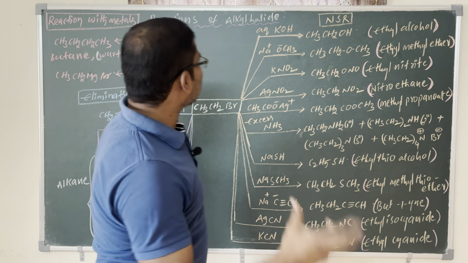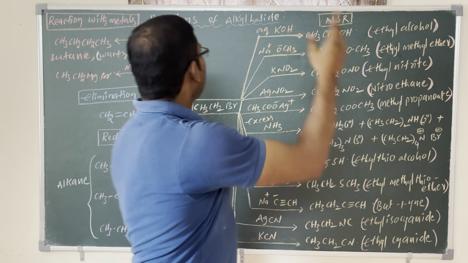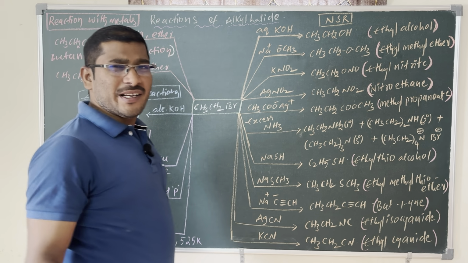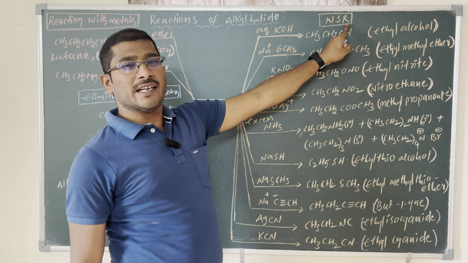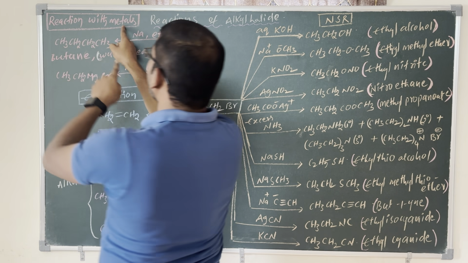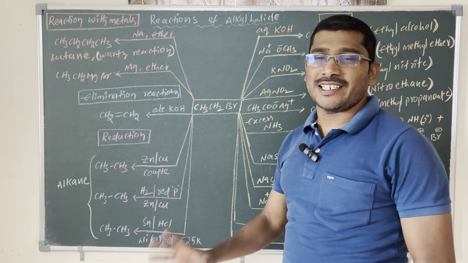Today we are going to discuss the reactions of alkyl halides in a single shot. Alkyl halides involve majorly four types of chemical reactions. Number one is nucleophilic substitution reactions. Number two is reaction with metals. Number three is elimination reactions. Number four is reduction reactions.